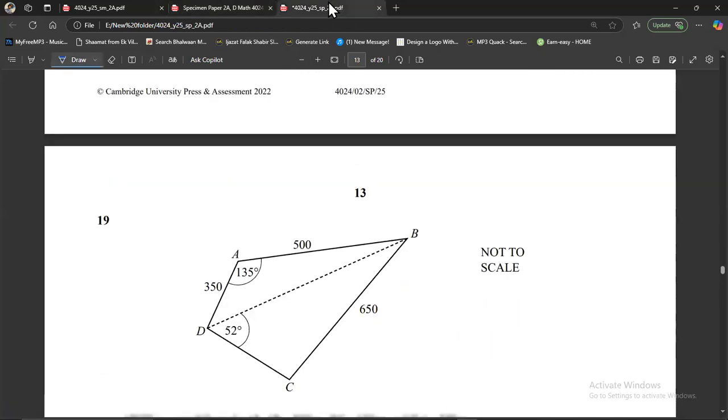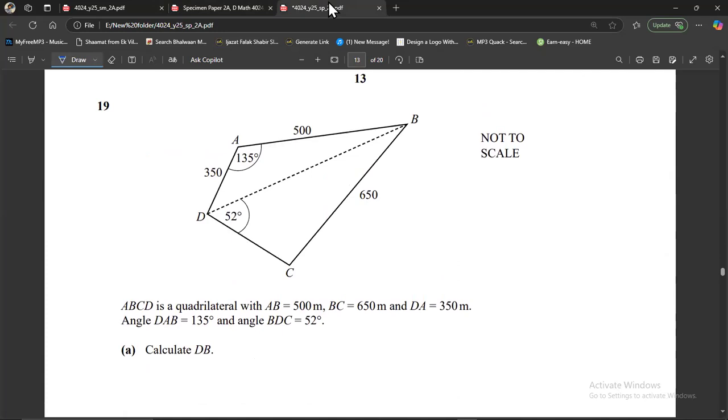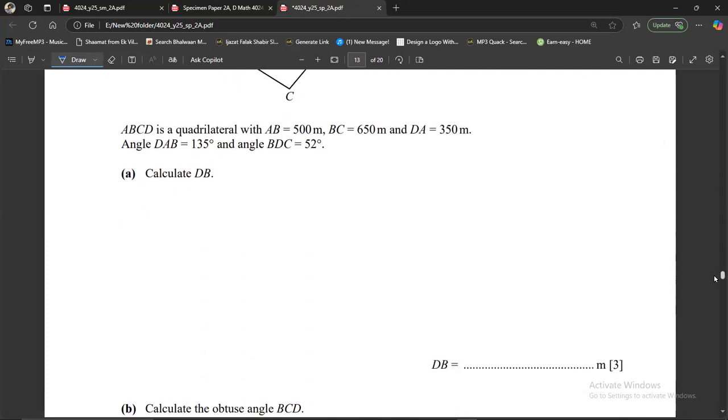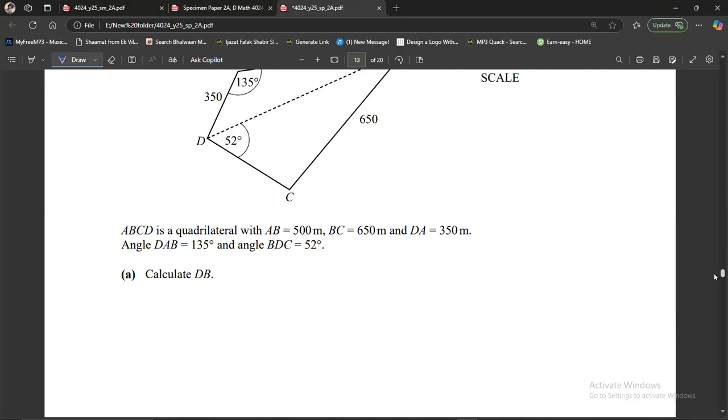Okay, so question number 19 is showing up on your screen. It says ABCD is a quadrilateral with AB as 500 meter, BC as 650 meter, DA is 350 meter, and angle DAB is 135 degrees and the angle BDC is 52 degrees. Calculate the DB, and it is of 3 marks.